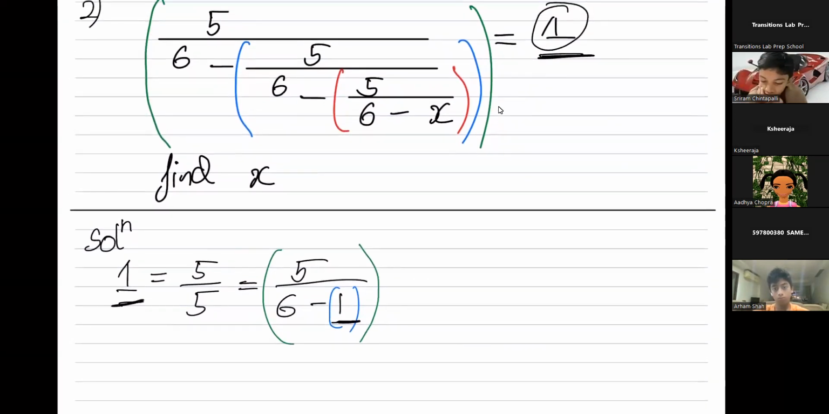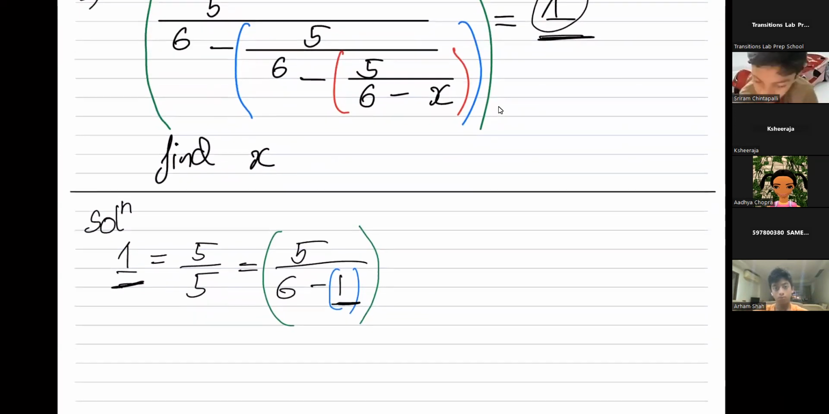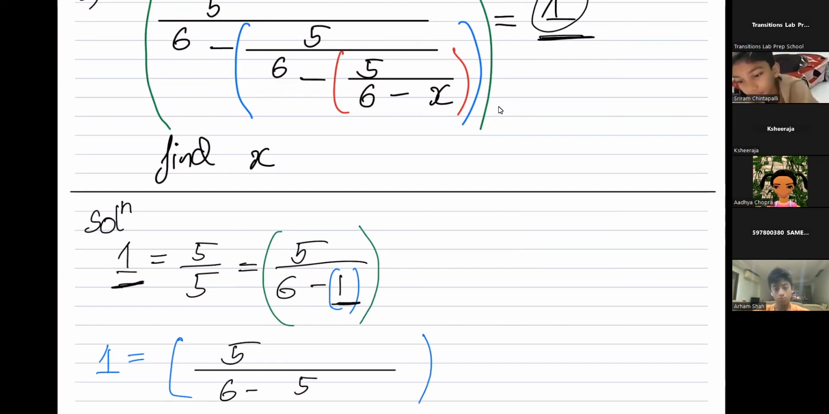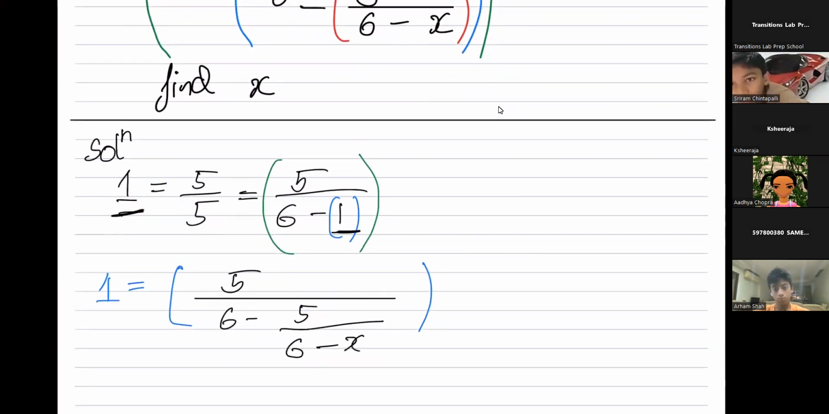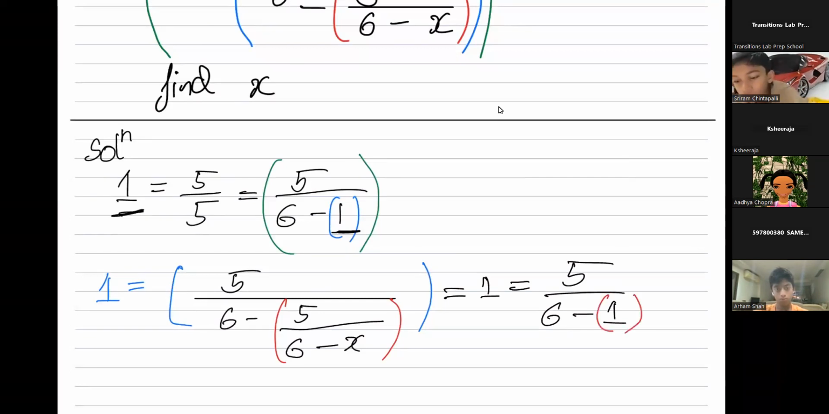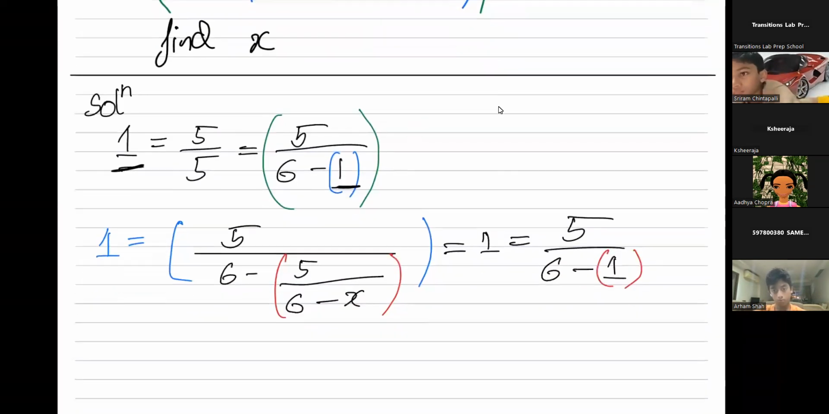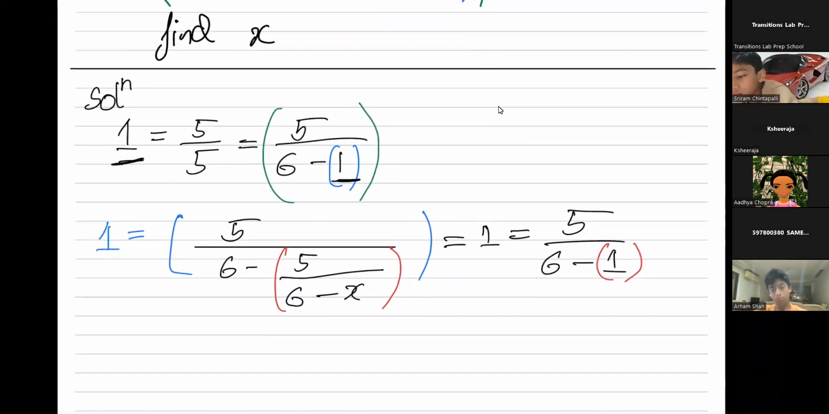So I can write 1 is equal to our blue bracket, which is pi upon 6 minus pi upon 6 minus 6. And there is a red bracket in here. Again, you expand 1 in the similar fashion. This is equal to pi upon 6 minus 1. And notice that this red bracket is the same thing here. You do this one more time. What you find is x equal to 1.